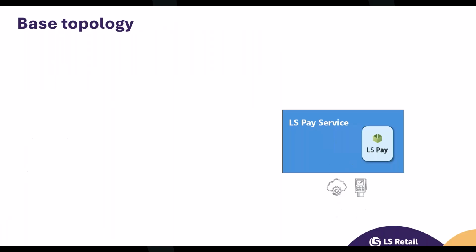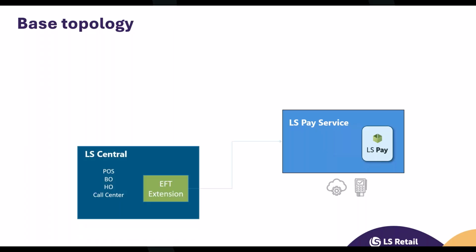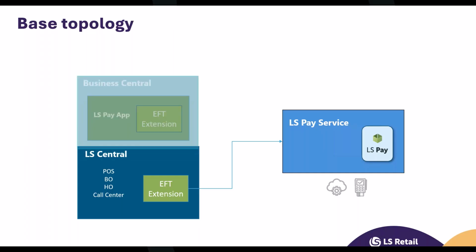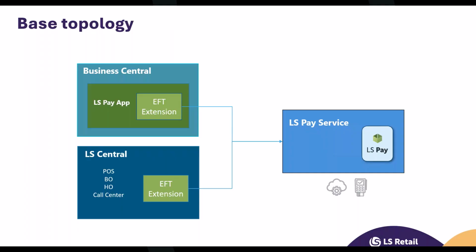So if we bring this into the larger context, we start with our LS Pay service that contains our LS Pay core engine. Then from version 28 of LS Central we will use this new architecture with our POS then asking the EFT extension for payment support equally as our hotel solution will do it, for example, from a back office scenario. And then, because the EFT extension is indeed a Business Central extension, we can use it for Business Central as well. And here it all comes together.